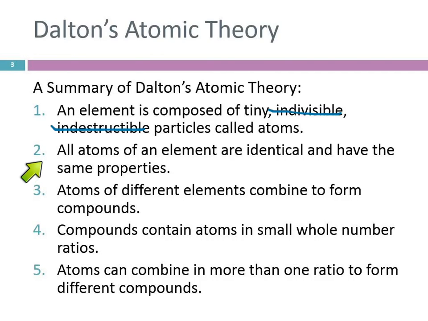Anybody have an idea about why number 2 isn't quite right? Because there are different forms of one atom, like carbon has... Yes, and those are called isotopes. And so carbon, there's carbon-12, carbon-13, and carbon-14. They're very similar, but they're not identical. And we'll learn more about those later. The remaining three are true, yes?